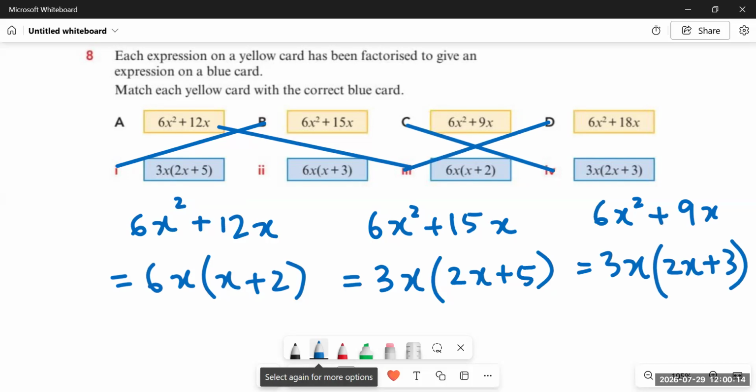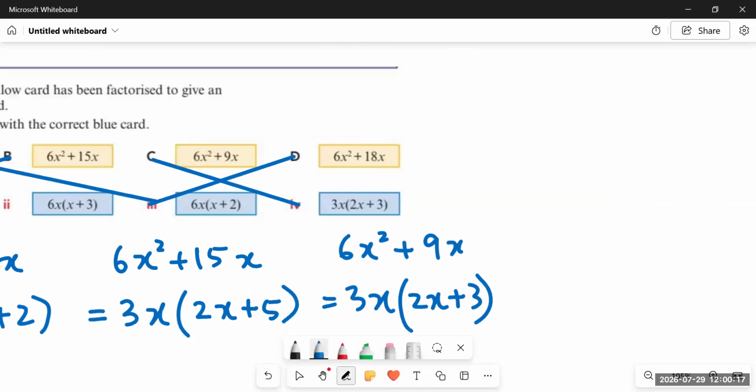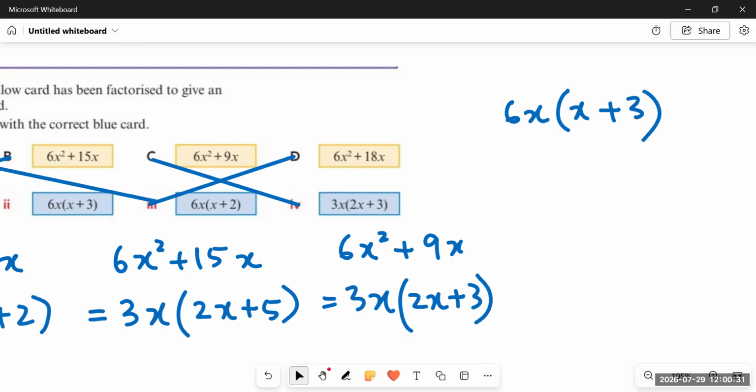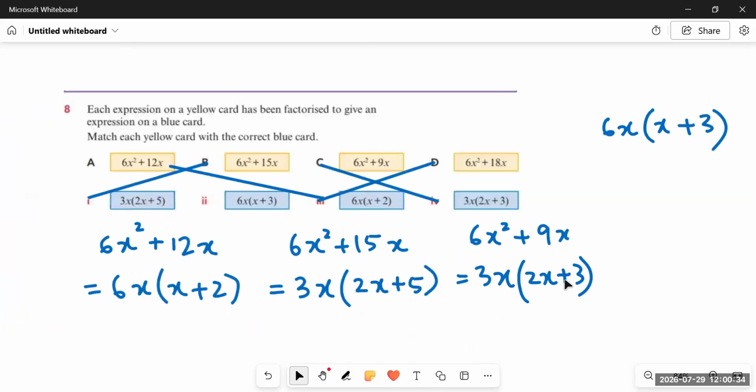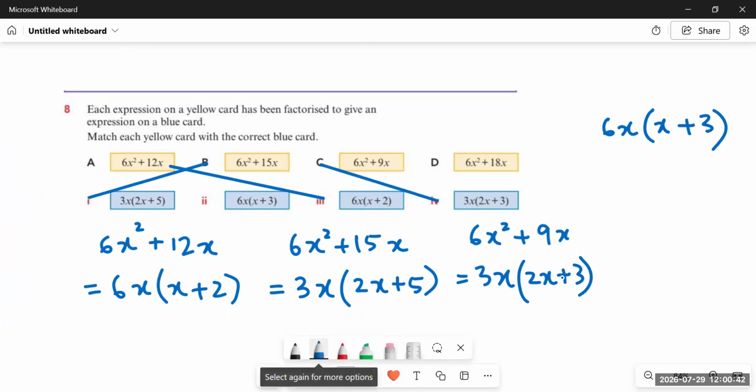6x squared and 18x, we know that 6 is in common, and between x squared and x, it's x in common. We are left with x plus 3. So it's 6x plus 3. Oh wait. Oh my God. By mistake, we matched it with number 3. It was number 2. Right? 6x bracket x plus 3 because 6 3s are 18. 6 2s are 12. So number 3 matches with part A.